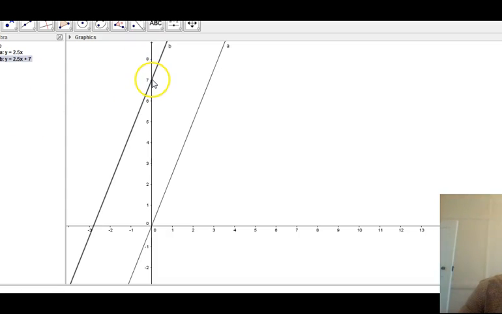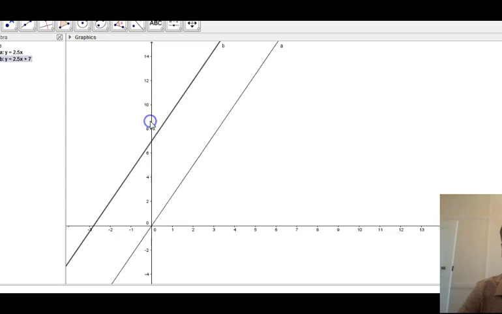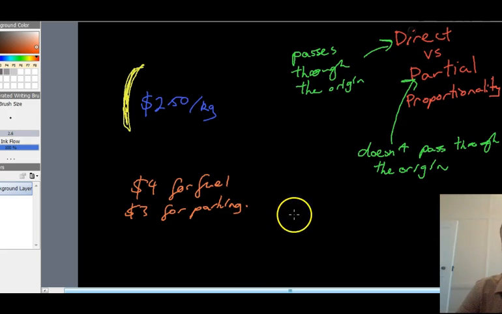So you can see that if you buy 0 kilograms of bananas, it's still going to cost you $7. That's a very expensive kilogram of bananas, or at least in this world it is. If, however, you buy 1 kilogram of bananas, it'll cost you $9.50. 2 will cost you, you guys can figure that out for yourself. You get the basic idea here.